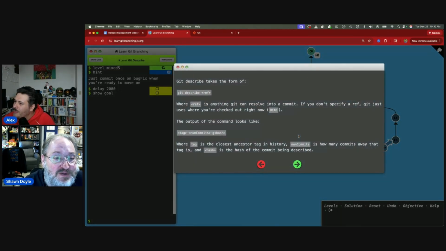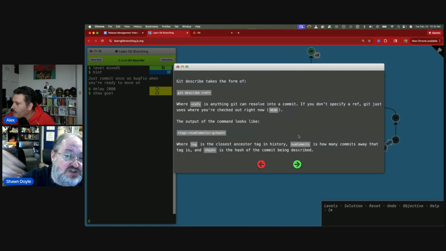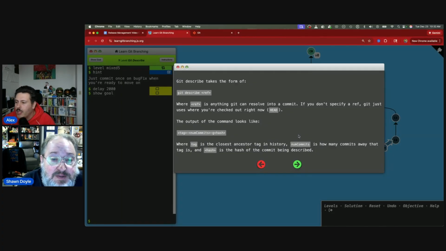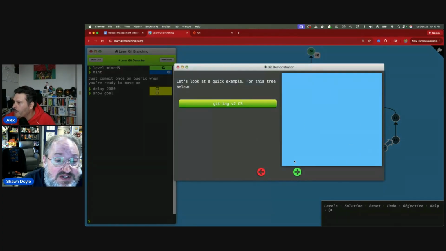Okay. So basically, you just do git describe, and then you give it the ref, and basically it's going to describe from wherever you're sitting to that ref. So the ref can resolve to anything that's a commit. So you can use a tag, you can use a branch name, I believe. If you don't specify a ref, Git just uses where you've checked out right now. So that's how the command looks. Yeah. So the tag is the closest ancestor in the history.